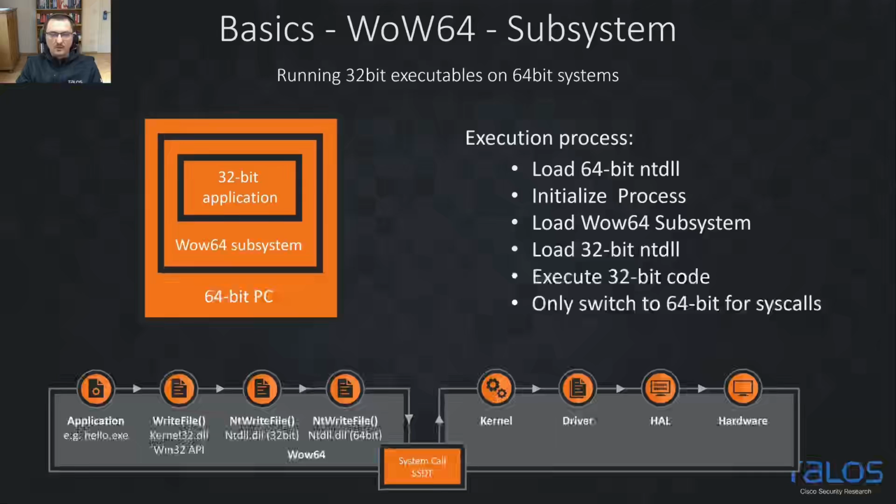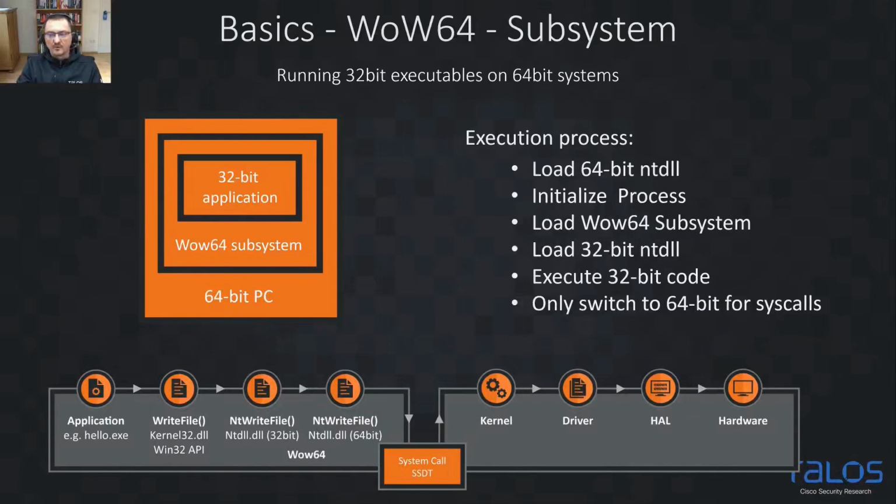Before I go into the next section and explain how they are using Heaven's Gate, I would like to do a quick refresher on how the WoW64 subsystem actually works on Windows. You all know that you can execute 32-bit applications on 64-bit Windows PCs, and the way it works is by loading a couple of WoW64 subsystem DLLs into the process space. They are doing the translation between the 64 and the 32-bit world.